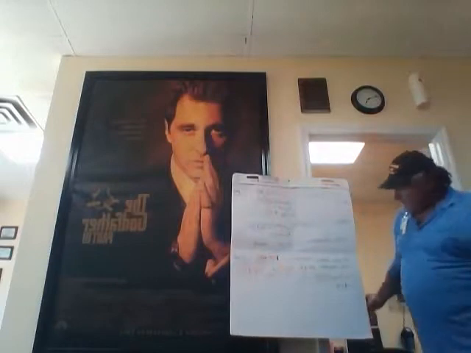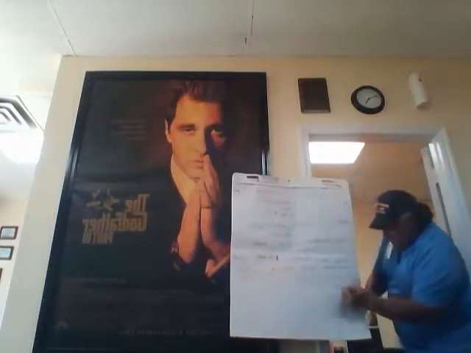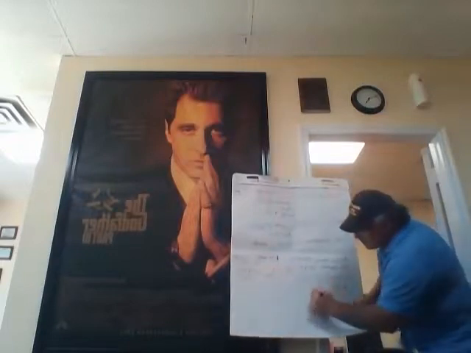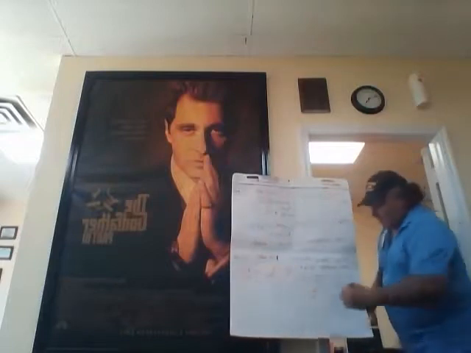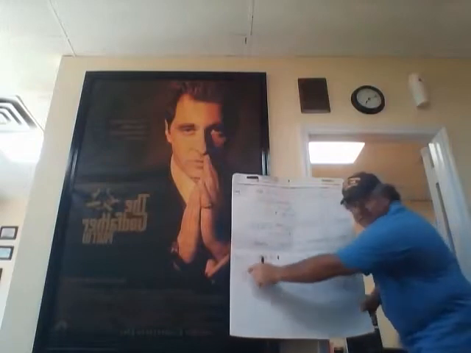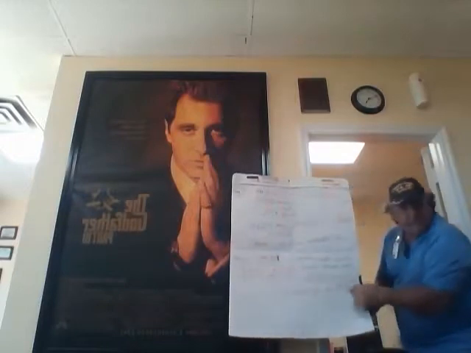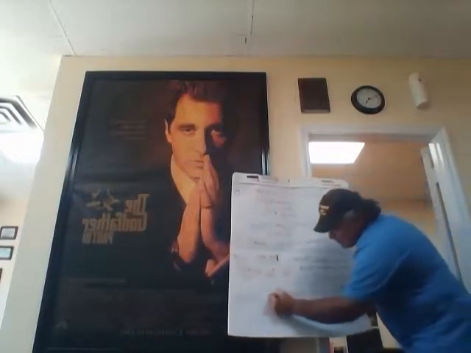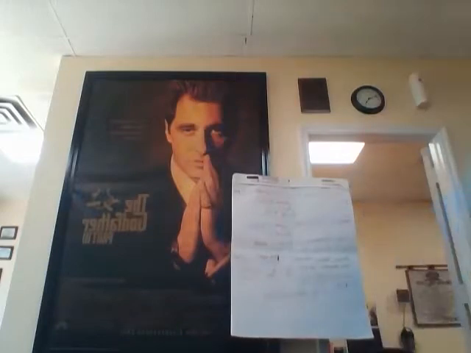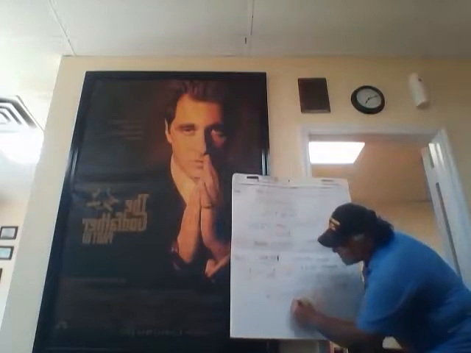So here's your minimum. Here's what you're paying in interest. So next month's principal is going to be what? $5,000 minus the $75 that you paid, plus the $104 of interest that they earn. So your next month's principal is $5,029.